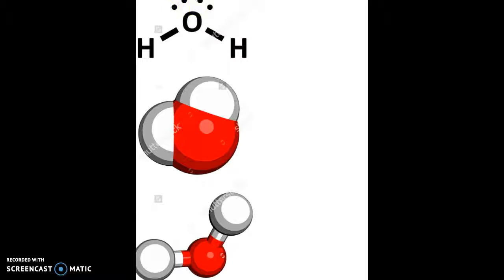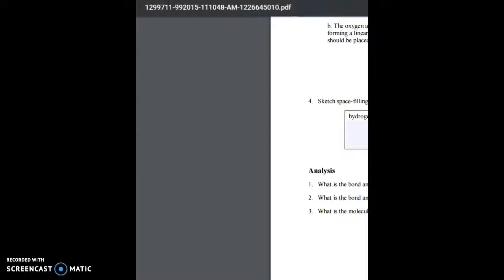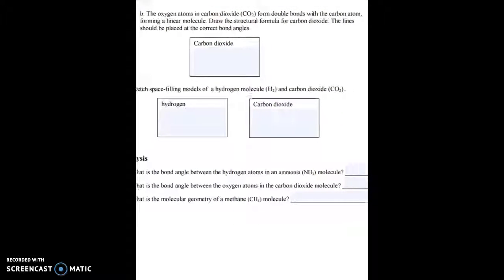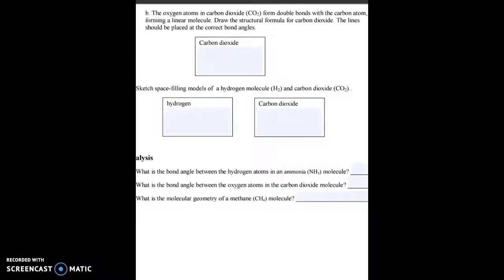Speaking of which, I want to go back to the worksheet because the last part of this is actually going to ask you about bond angle. And it says, what is the bond angle between the hydrogen atoms in ammonia, NH3? How about between the oxygen atoms in carbon dioxide molecule? What is the molecular geometry of methane? These questions are kind of crazy because it's not something that's discussed explicitly in your text, and it can be kind of difficult to do.